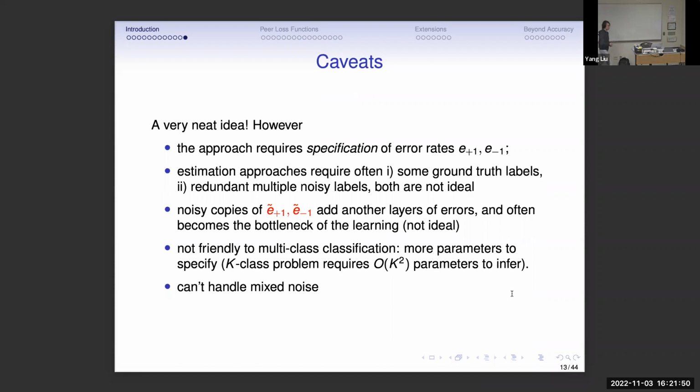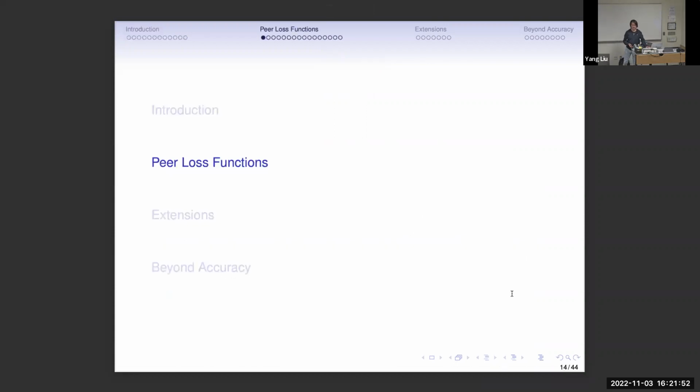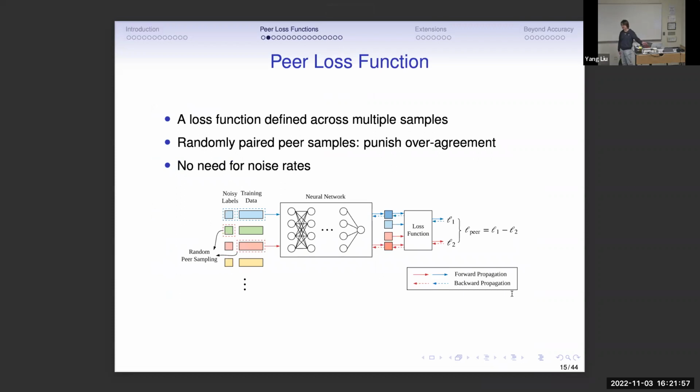Okay. So for some time, I've been hoping to find a function that can do this correction without using the noise rate. This is what I call a pure loss function. Just a really quick highlight before I give you the mathematics. This is a function that's defined across multiple samples. So when I'm trying to evaluate the loss of one sample, I'm going to randomly pair a peer sample to help my classifier punish over-agreements with the noisy labels. I'm going to give you details. No need for noise rate, and there's basically no need for changing the existing loss functions.